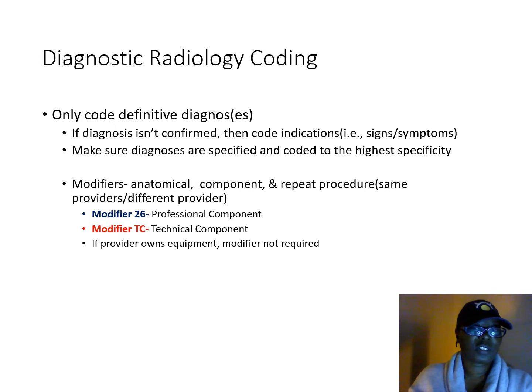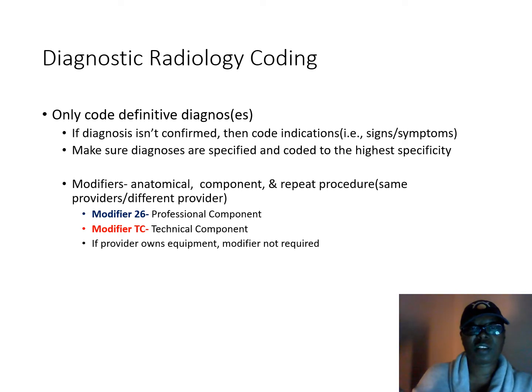Secondly, modifiers. The radiology section is probably the most heavily used section where modifiers are utilized. So you want to make sure that you are assigning the appropriate modifiers, such as the anatomical, the component, whether it's the professional or the technical component, and then if it's a repeat procedure, for example by the same provider, or if it is a different provider.